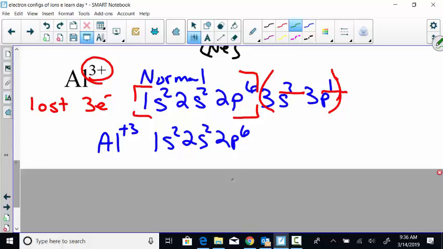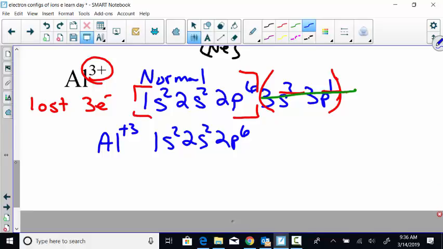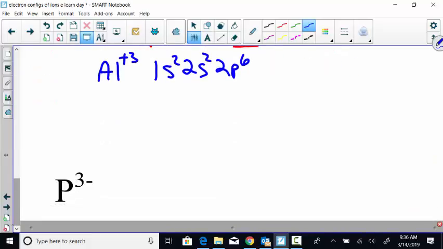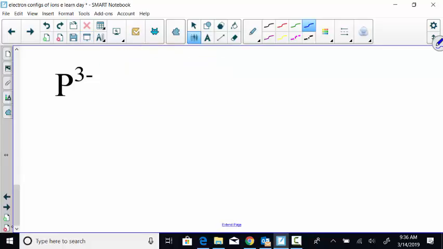We no longer have those electrons. They are lost. They're not really lost though, because they are going to some element that is going to pick those 3 electrons up. Maybe an element like phosphorus, that wants to pick up 3 electrons.